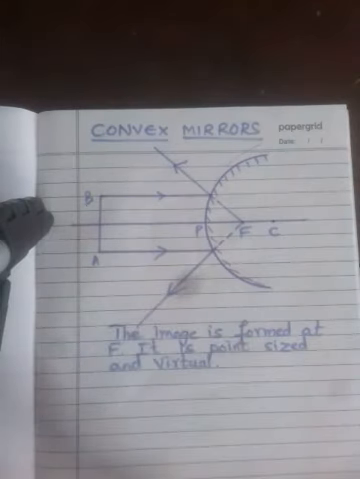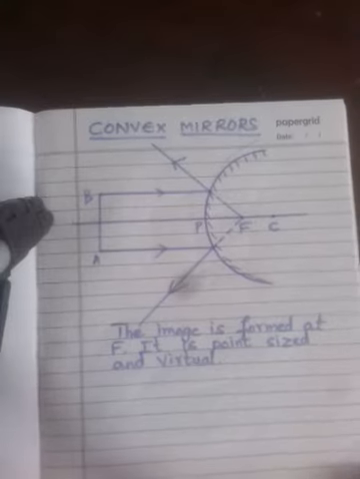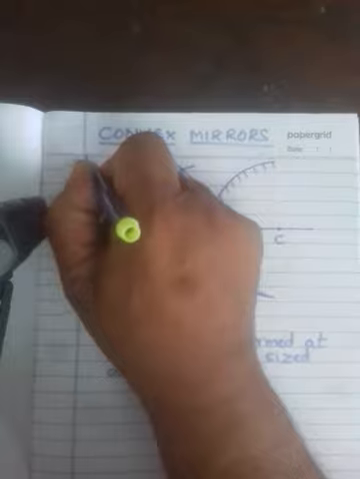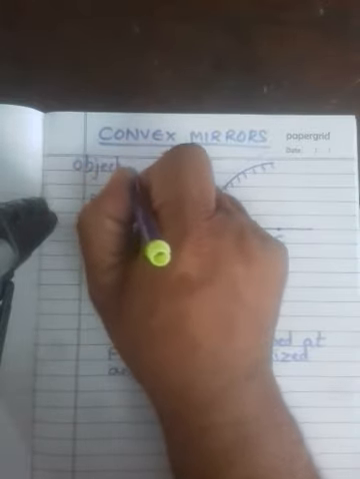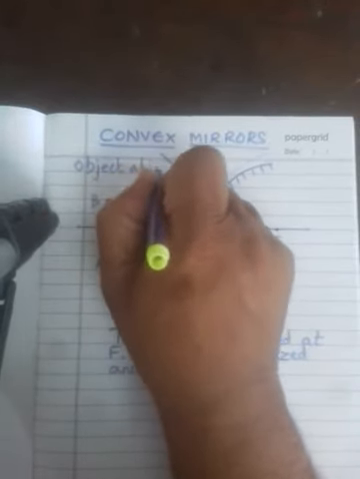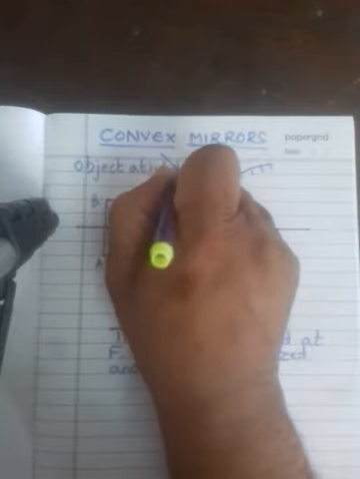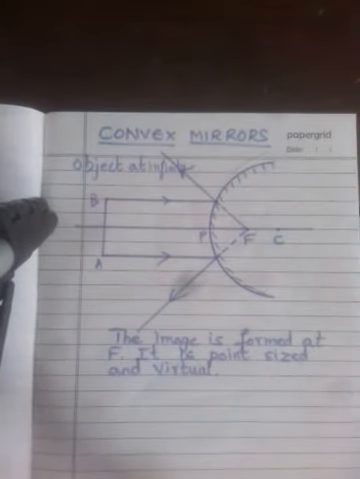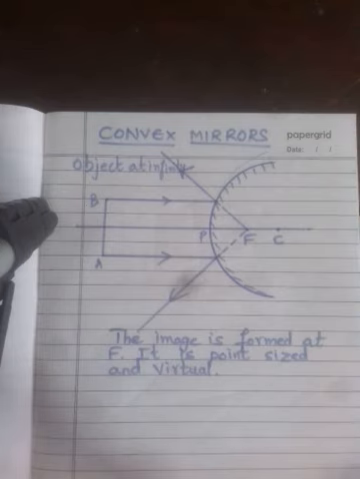Okay, so this is about the ray diagram of a convex mirror when the object is at infinity. So I will write it here: object at infinity. Now I will draw another ray diagram when the object is between infinity and pole of the mirror.